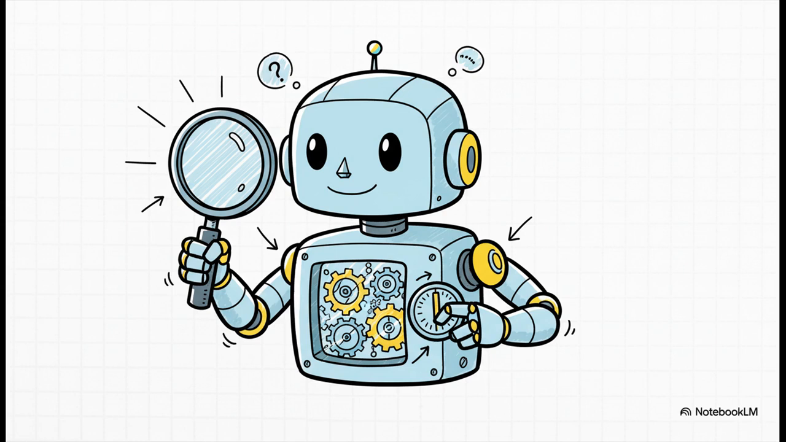Imagine a robot on an assembly line. But this robot doesn't just build cars. It's also watching itself work, spotting its own mistakes or inefficiencies, and then, get this, it redesigns its own gears and circuits to do the job better next time. That's the kind of self-improvement we're talking about.